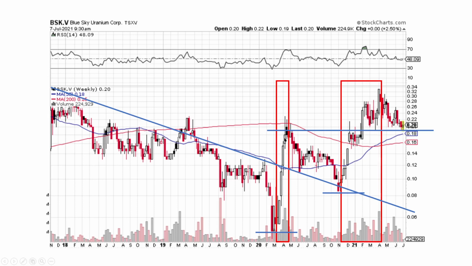1, 2, 3, 4, 5 up days. It went up from 0.04 to almost 20 cents. So let's say it's 5 cents to 20 cents. It went up 4x in 4 or 5 days. Then we got the slow leak off of sellers. We went from this low here to a higher low.